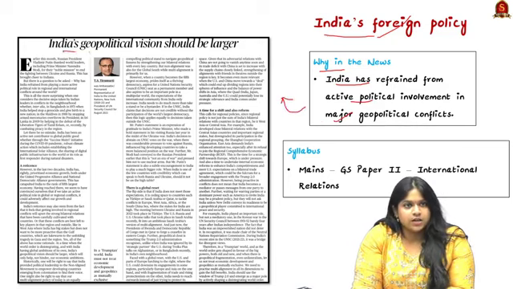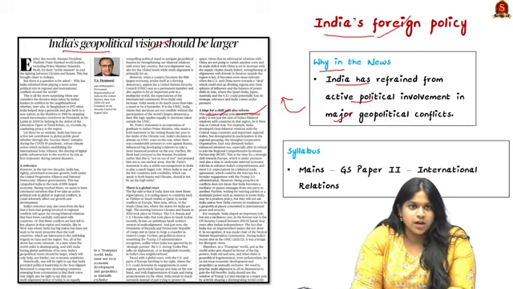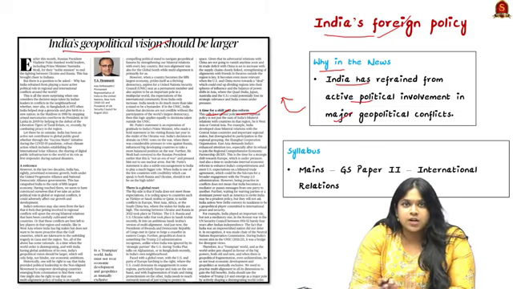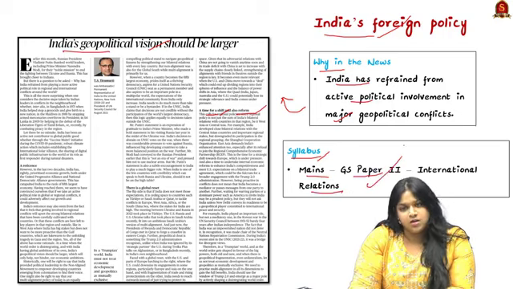So the article titled "India's geopolitical vision should be larger" brings us different perspectives on how India should move toward a shift and also reform to bring in even more enhanced strategic advancements and relations with other global powers. So, in light of this article, let us see the history of the different phases of India's foreign policy in different time periods. And this comes under the UPSC Mains syllabus in GS Paper 2 under international relations.